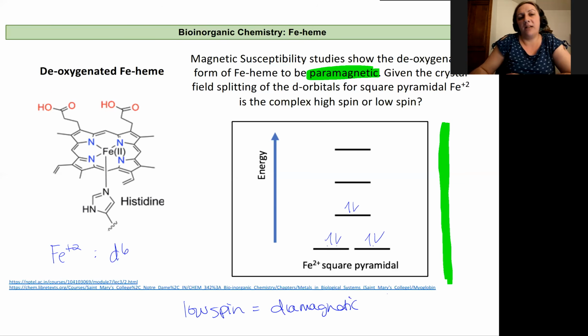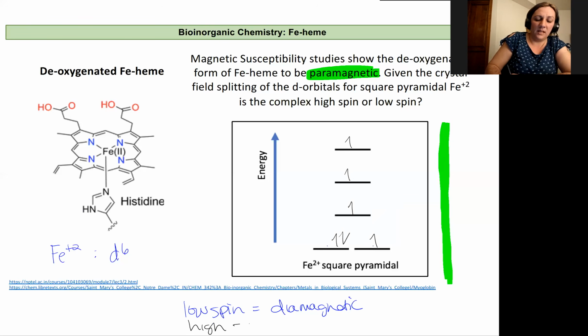Which doesn't match the experimental results for deoxygenated iron heme at all. So let's look at this again. Now let's assume it's a high spin complex. 1, 2, 3, 4, 5, 6. Now we have a paramagnetic compound. So when it's high spin, it's paramagnetic with 4 unpaired electrons.